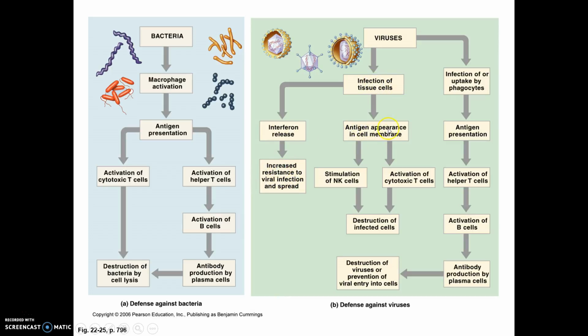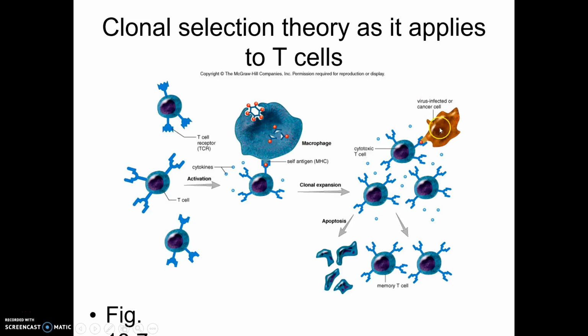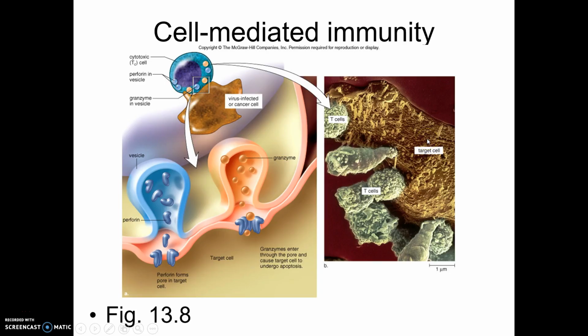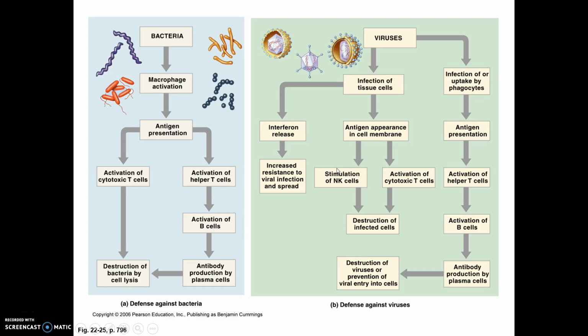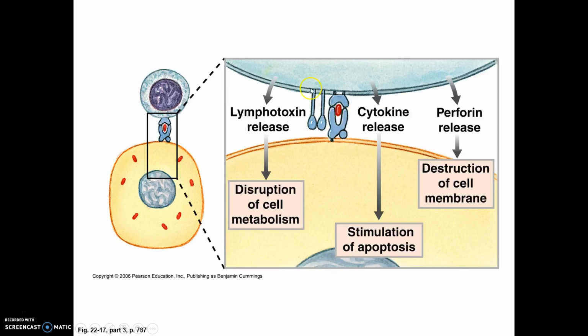Now, antigen appearance in cell membranes, remember how when cells are infected by viruses, they tend to display the antigen. So here's a cell, and it's displaying the antigen in its membrane here. We can see that. We can even see there's the infected cell, and there it is displaying what's infecting it. Okay, so when we see that appearance in the cell membrane, it will stimulate the cytotoxic T cells, and that's what we see here. There's a cytotoxic T cell stimulated because this cell's displaying the antigen in its membrane with that MHC complex, so this knows to attack it.